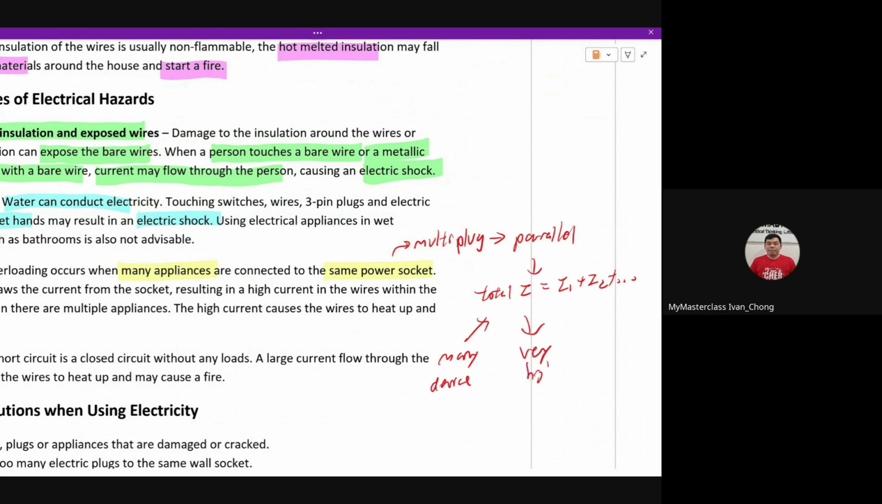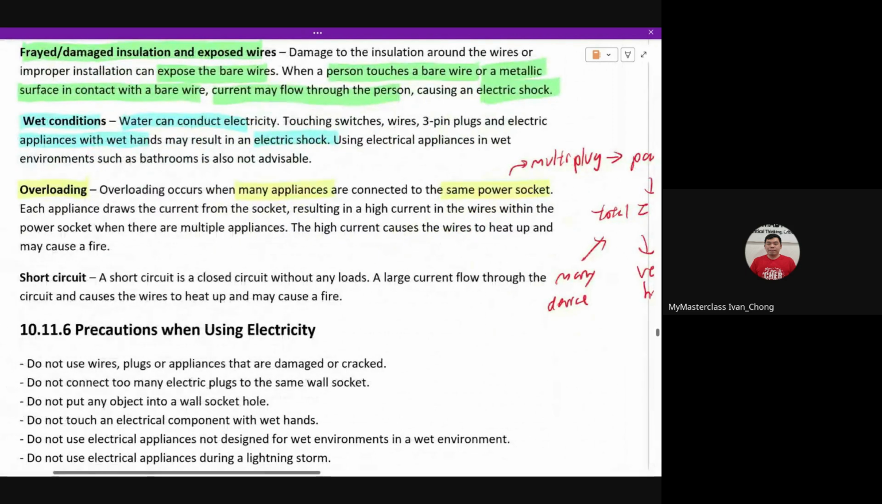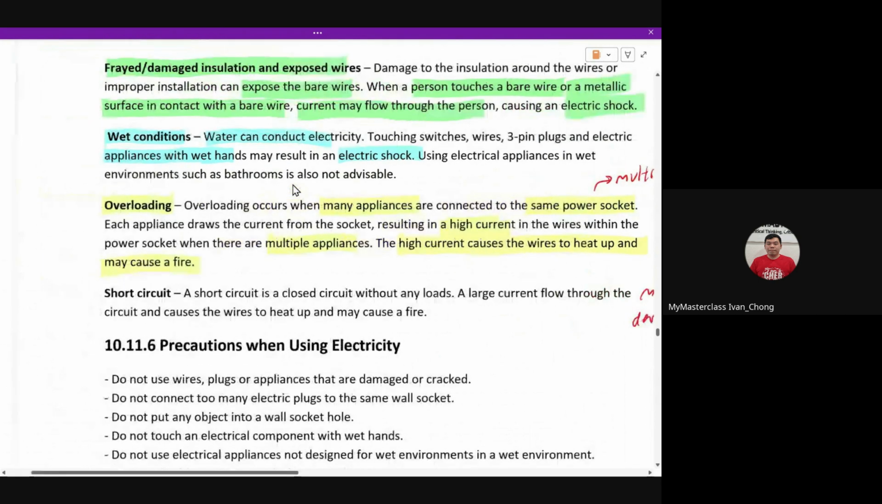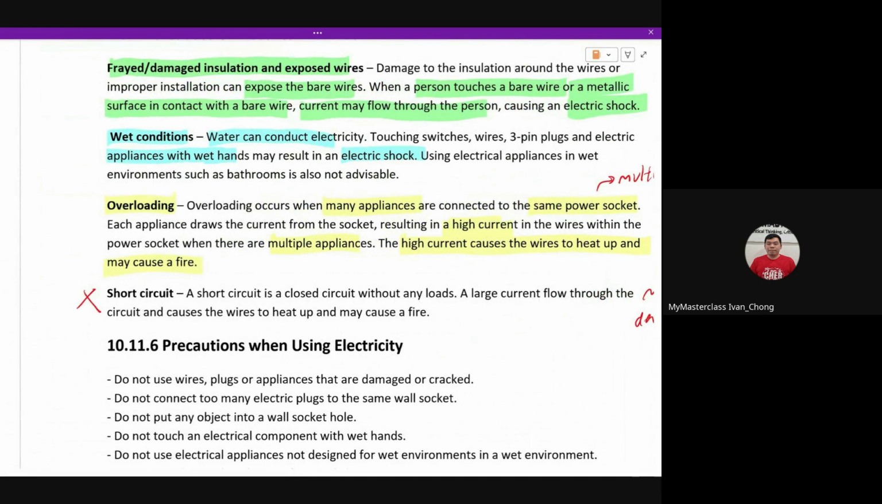you get a very high current. And if you have very, very high current, what happens? With multiple appliances, a super high current causes heat up, which causes an electrical fire itself.